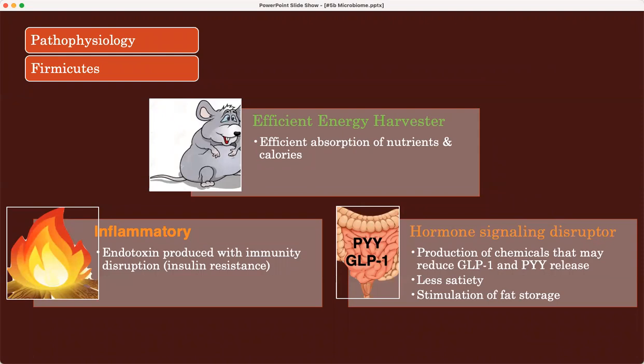So the pathophysiology of Firmicutes. It's a very efficient energy absorber. It's inflammatory, and their endotoxin causes immunity disruption and insulin resistance. So you end up having more sustained blood sugar levels. It's a hormone signaling disruptor, which means that it interferes with the hormones GLP-1 and PYY that get released after you eat, so you have less satiety. And they stimulate fat storage.